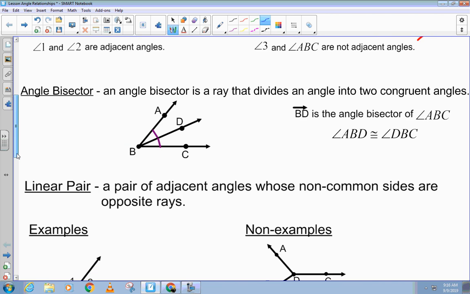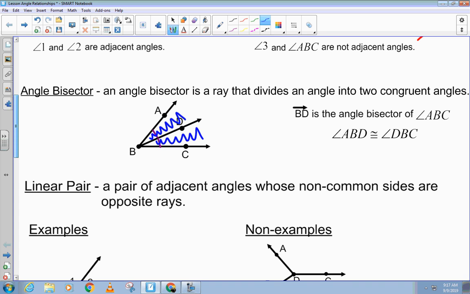Now, last week we talked about what a segment bisector was. We said that it goes through a segment at its midpoint and breaks the segment into two congruent parts. But we also have angle bisectors. Basically, it goes right through the middle of an angle. It creates a pair of adjacent angles that are congruent to each other. So, BD is the angle bisector of angle ABC. And so, these angles right here are adjacent and they are congruent to each other. So, BD is the angle bisector, which creates those two congruent angles.